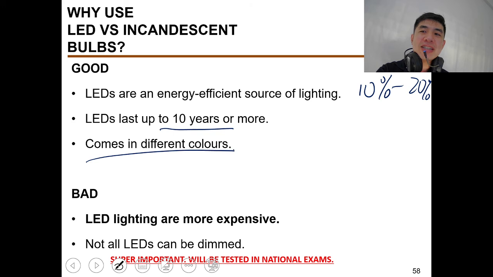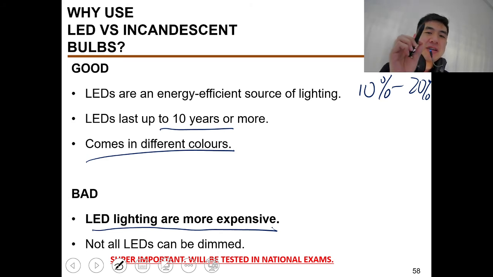It comes in different colors, so this one you must take note. And LED lighting is more expensive. Of course, a good quality product must pay more. Not all LEDs can be dimmed. Some LEDs cannot be dimmed. A special type of LED can be dimmed, the dimmable one. This is a new technology. But based on our old technology, the old textbook one, all the LEDs cannot be dimmed.